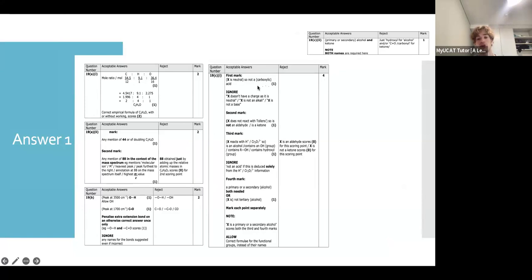Basically it's a neutral compound, so it's not a carboxylic acid. And yeah, it doesn't react with Tollens', meaning that it's a ketone, not an aldehyde. It has a ketone group. And then it reacts with acidified dichromate, and so it's an alcohol, specifically a primary or secondary. But it also has that ketone group from over here. Okay.